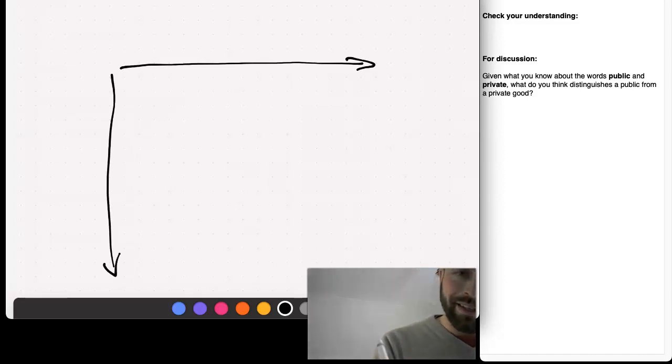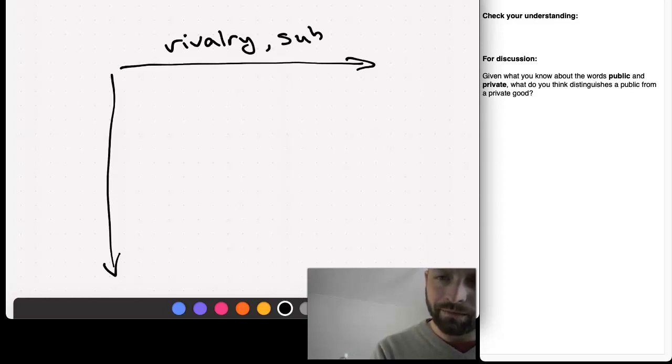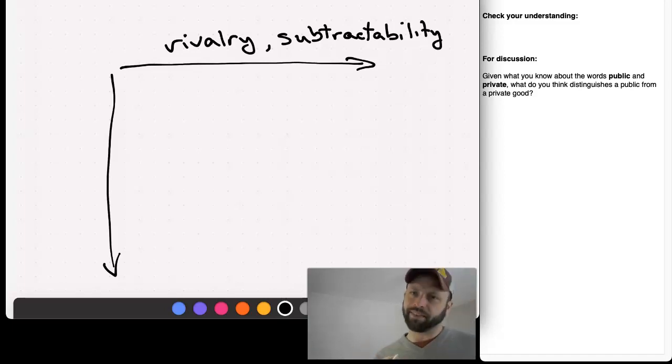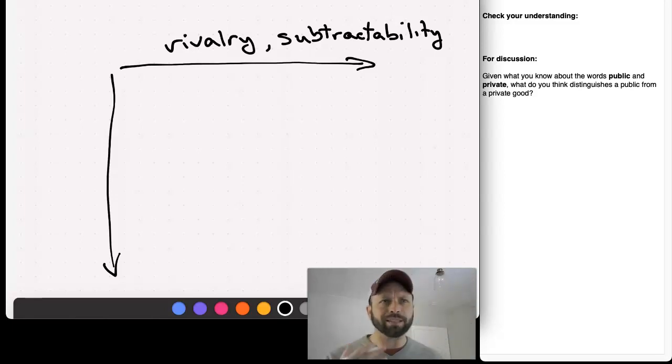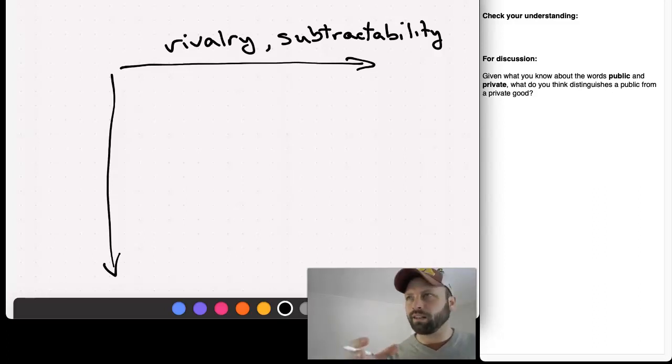One dimension is their rivalry or subtractability. I don't know if I spelled this right. That looks kind of right. Rivalry, subtractability. This is the ice cream cone that I was saying, right? Is this resource subtractable? Does the enjoyment of one person of that resource take it away and prevent another person from enjoying it? Are we rivals if we both want this ice cream cone?